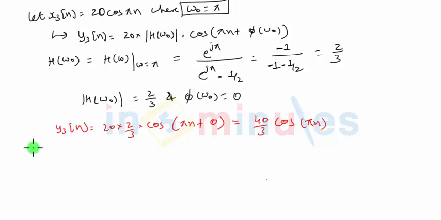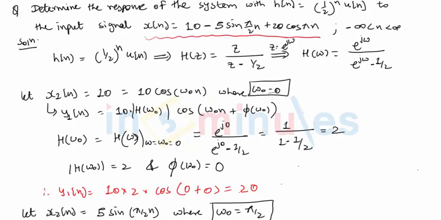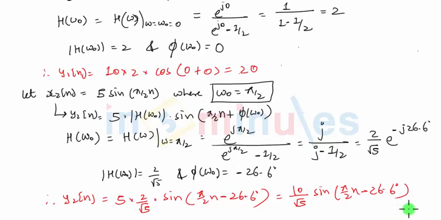So I can now club everything together. My final expression of y of n will be nothing but y1 of n. y1 of n we had got as 20. After that there was a minus sign in x of n. X of n was 10 minus 5 sin pi by 2 n, so we consider the minus sign here. For your reference, y2 of n is right here. This whole thing was my y2 of n, this is y1 of n.